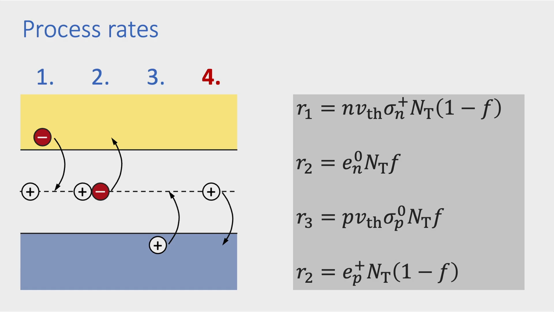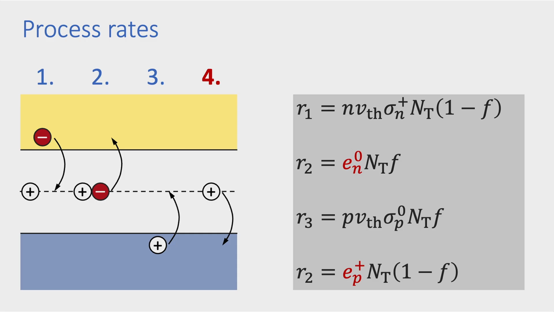The fourth process is again emission of a charge carrier, which means that it has a similar expression as the second process. Since it is a process in which a hole is emitted instead of an electron, the emission coefficient is now related to holes and has a positive charge state, as a hole can only be emitted from a donor-like trap if this trap is not occupied.